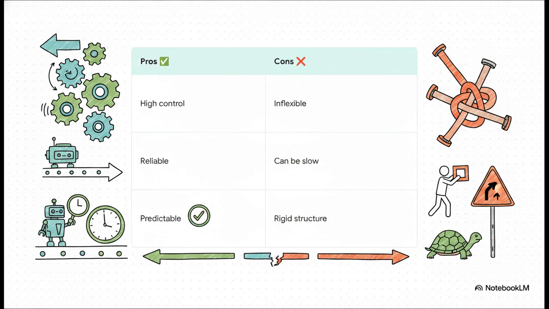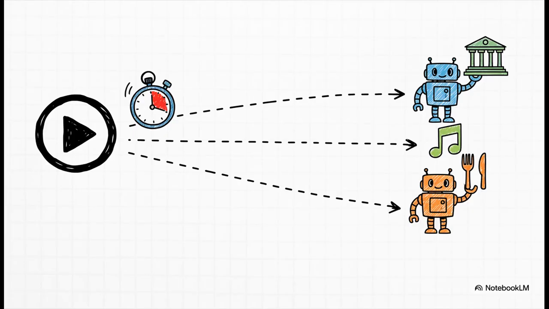If the tasks don't actually depend on each other, forcing them into a line like this can be really, really slow. And that brings us to the obvious question, right? What if some tasks don't need to happen in order? What if you need to do a whole bunch of things at once to save time? Well, this is exactly where the parallel agent pattern comes in and really shines.